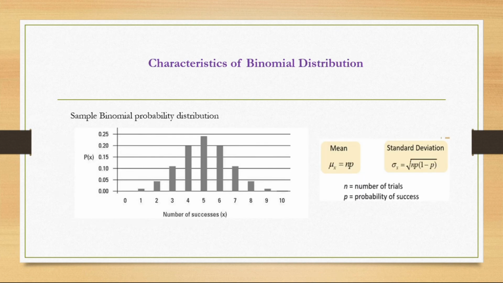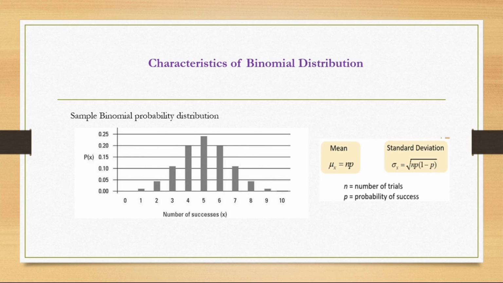If we plot the number of successful outcomes and its probability on a graph, then we get a binomial distribution like the one mentioned here. Here various numbers of successful outcomes are on the x-axis and their corresponding probabilities on the y-axis.